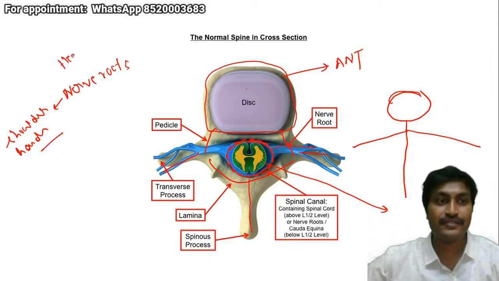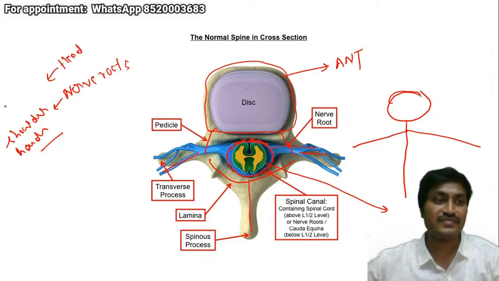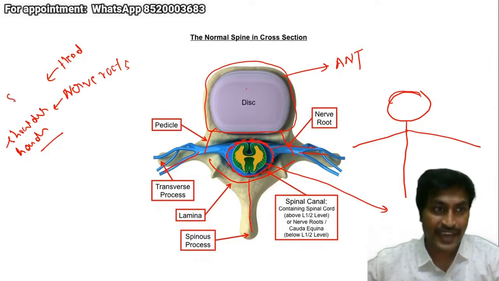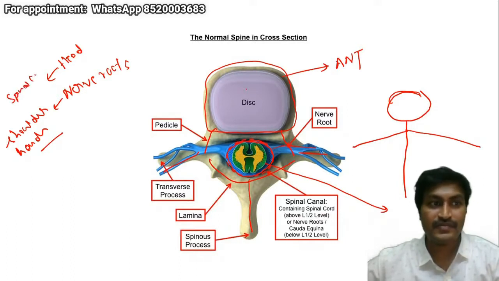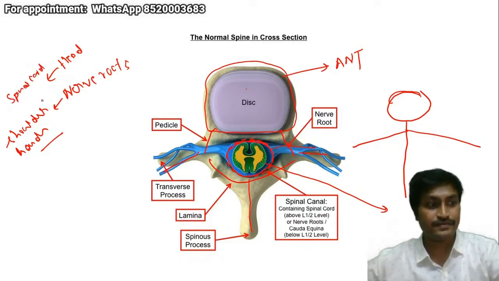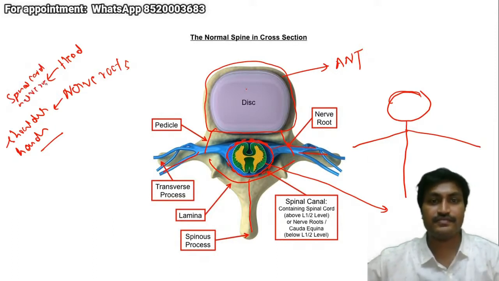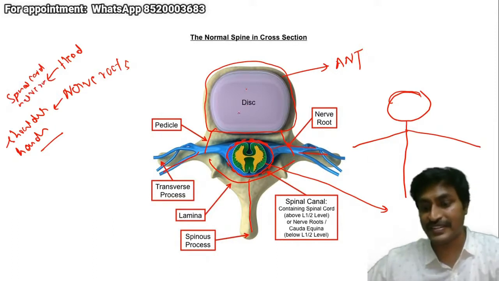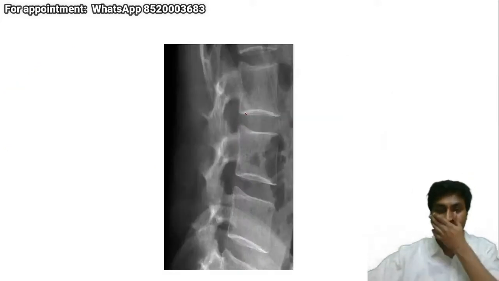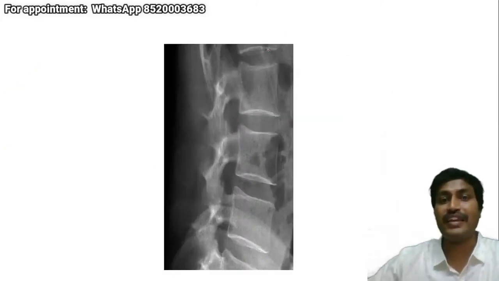So the nerve roots are formed by the shoulder and the hands, whereas the head forms the spinal cord. These are nerve roots within the thecal sac. This is very important, I will come to this structure later on.